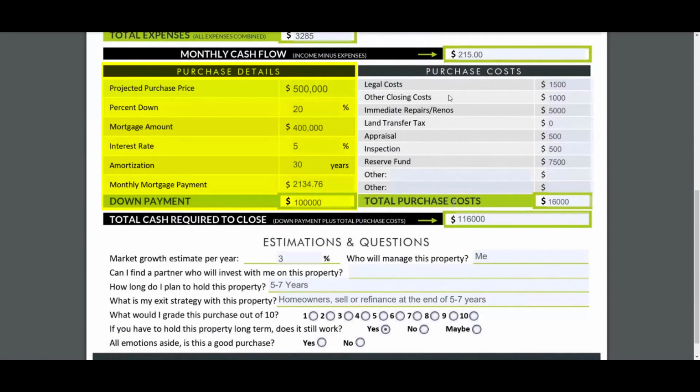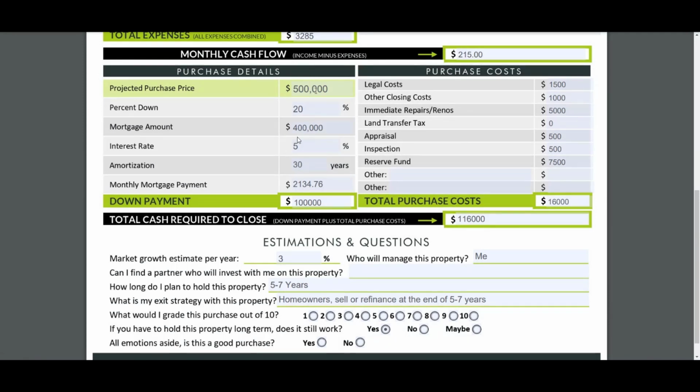Now, I've taken the liberty of filling this out ahead of time, so you don't have to watch me typing and we can speed up this video. But you'll notice that we filled out every single section here. Our asking price was $500,000, and in this case we are projecting that that's what will be our purchase price. As investors, we put 20% down. That's standard in Canada as of 2023. That makes our mortgage $400,000.